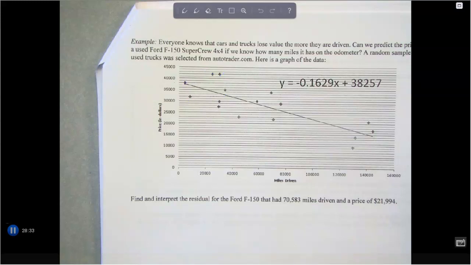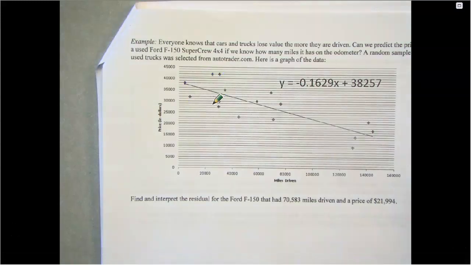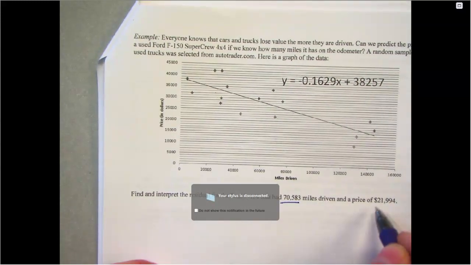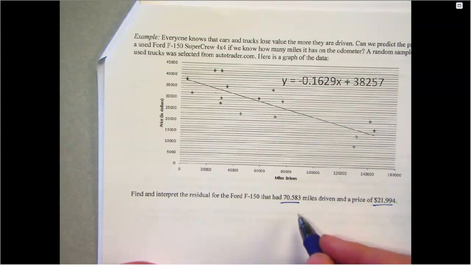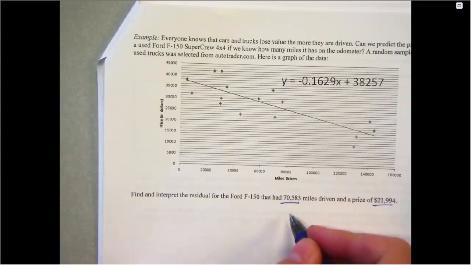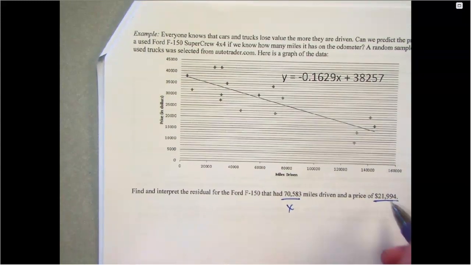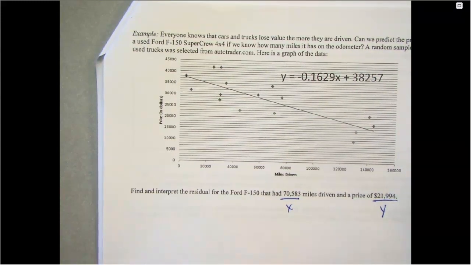Okay, so find and interpret. Ford F-150 that had 70,538 miles and had that price. So is miles my X or Y value? Miles is X. Price is Y, or Y hat? Price is Y. My job is to find Y hat, and then see what the difference is between them.